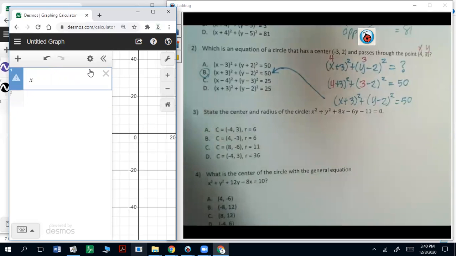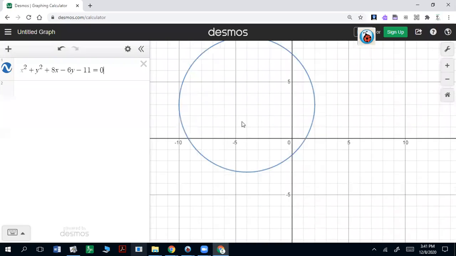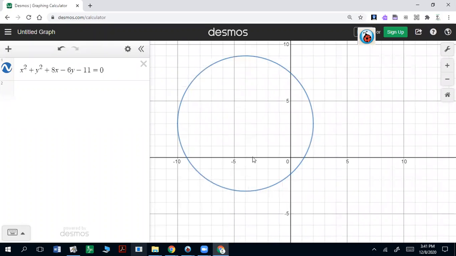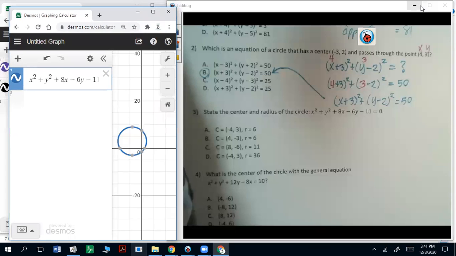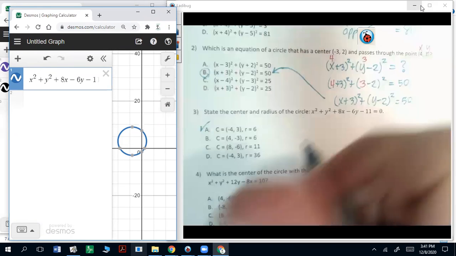So x squared plus y squared plus 8x minus 6y minus 11 equals 0. And I'll zoom in on that. You can probably make out what the center is. If you go left 4 and up 3, that's going to be your center: (-4, 3). And if you look at how much it goes out, it goes 1, 2, 3, 4, 5, 6 units out. So your radius is 6. So (-4, 3), radius is 6. Let me show you how to get that by hand.